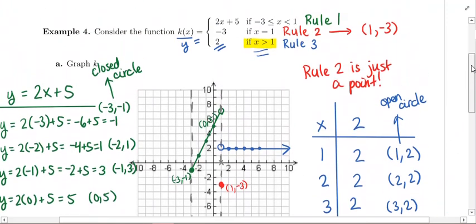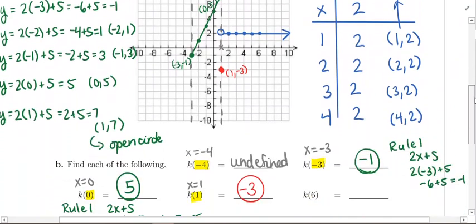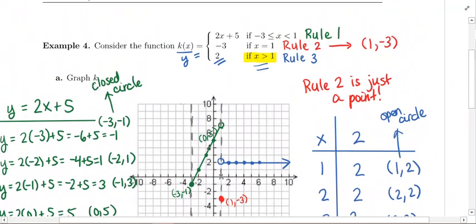If you go to the formula, remember x is exactly 1, and for x to be exactly 1, that condition is rule 2. So rule 2 tells you that if x is 1, the y value is -3.